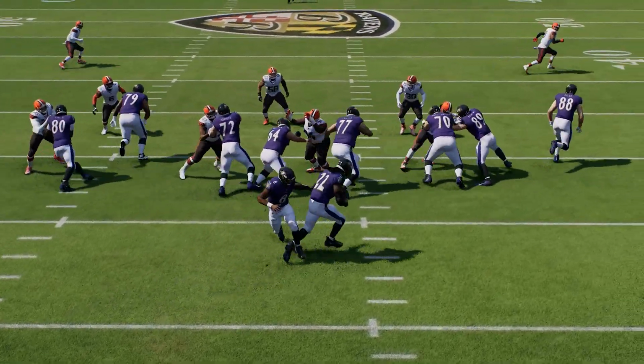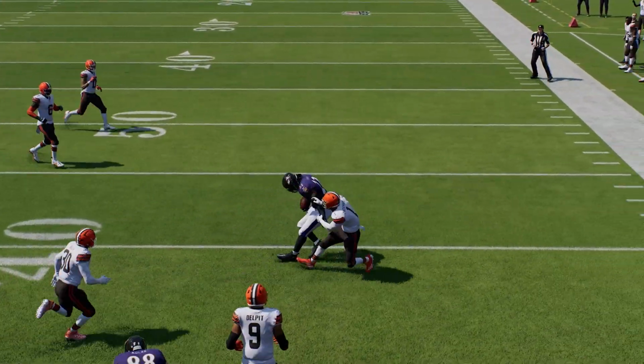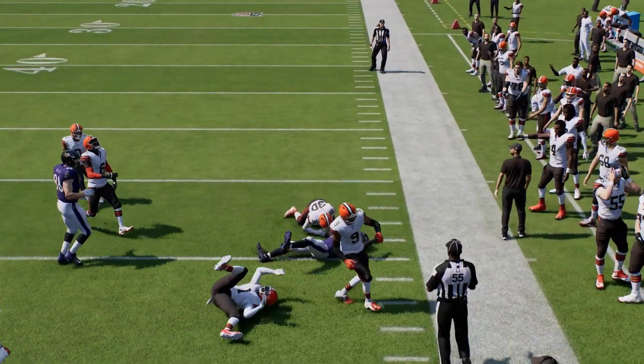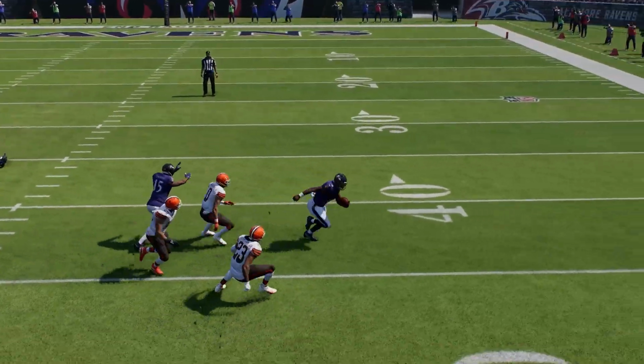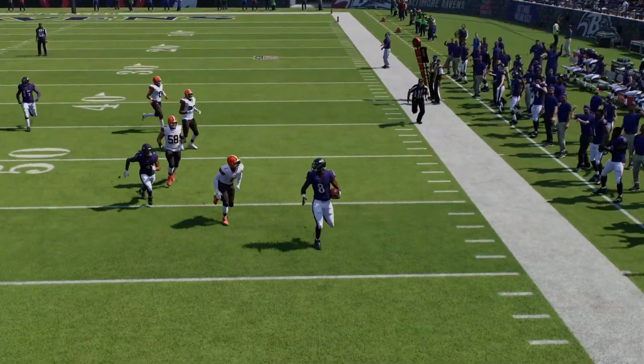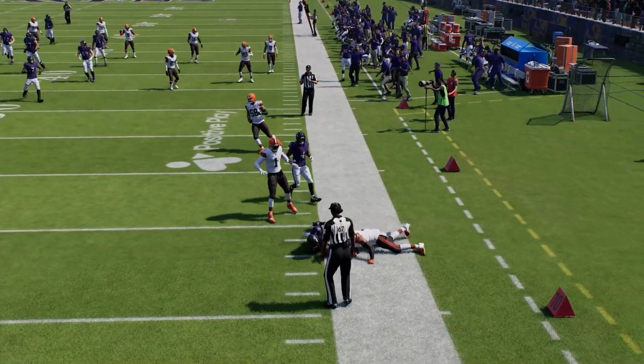Knowing how to run the ball effectively is key in becoming a better Madden player. One of the biggest components of being a better runner is understanding which run plays to call throughout a game and at what time. Today we're going to talk about the 5 runs you need to be using in Madden 25. So with that being said, let's dive right into it.